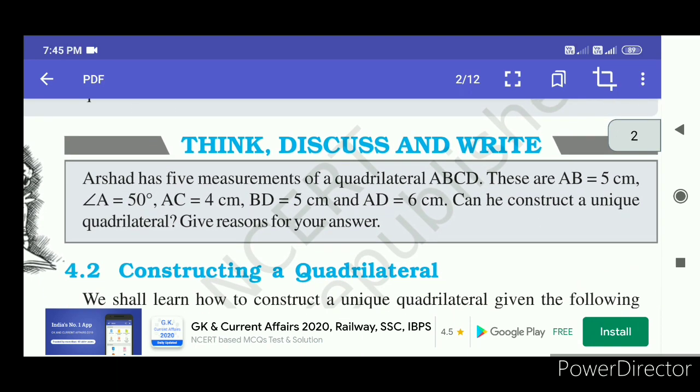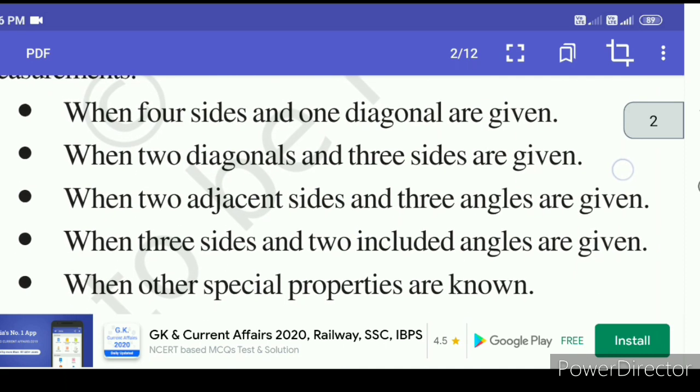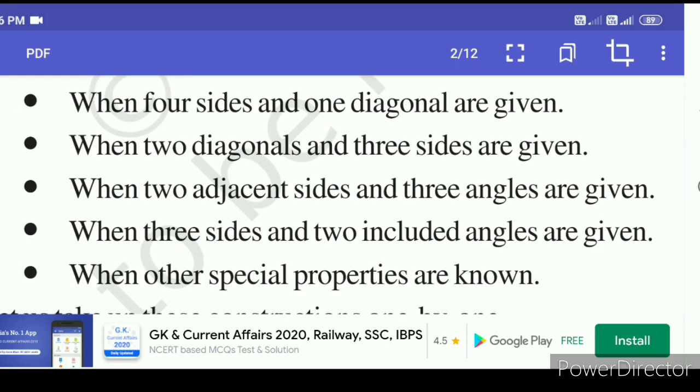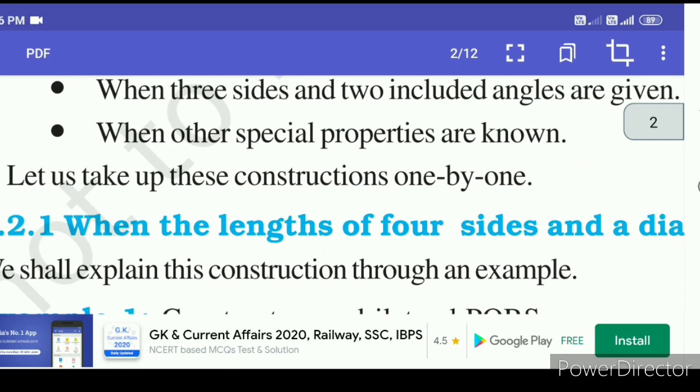Which are the 5 measurements? That 5 measurements are 4 sides and 1 diagonal, or 2 diagonals and 3 sides, or 2 adjacent sides and 3 angles, or 3 sides and 2 included angles, or else the properties of quadrilaterals. Understand? How to construct?